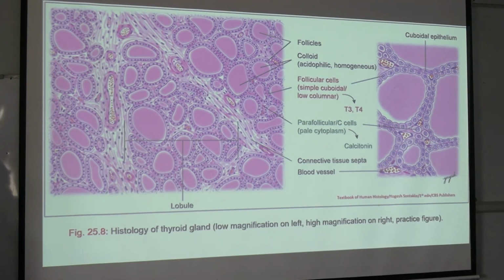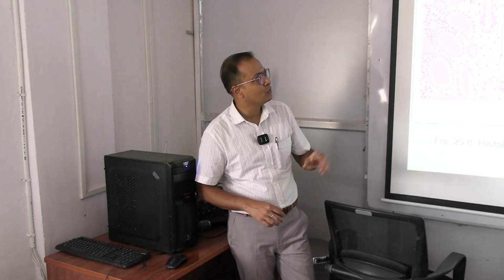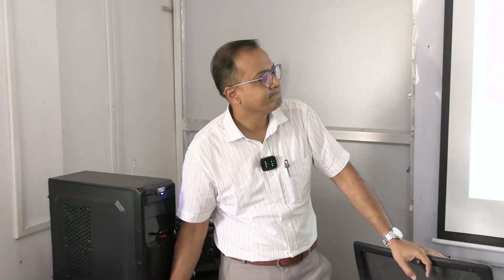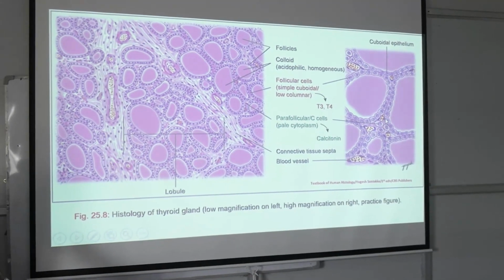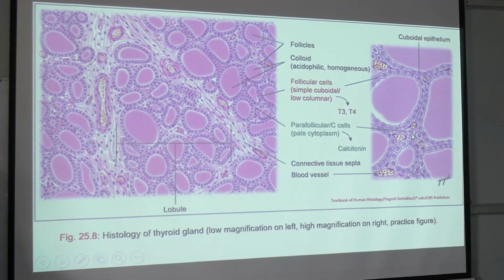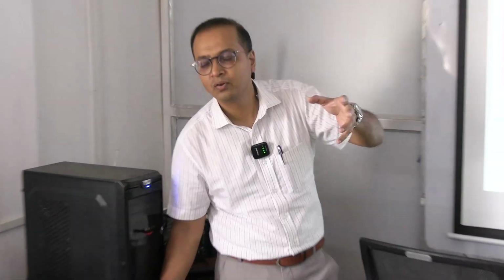Now we cannot see these parafollicular C cells because they are very microscopic, very tiny. We have to go for a super zoom or near electron microscopic enhancement to see these cells. They are present in between the cells, maybe embedded within the follicular element, or lying in between the follicles. So the parafollicular cells are not visible at the magnification we are using here.